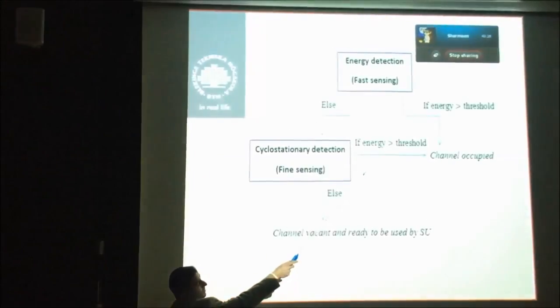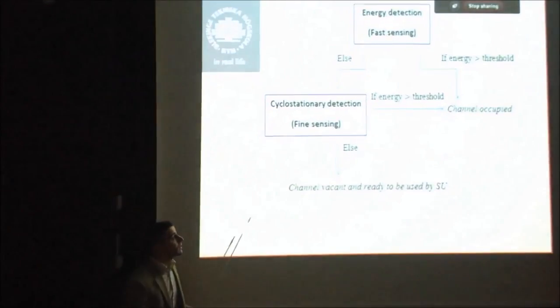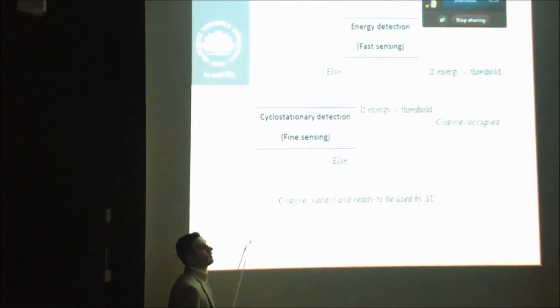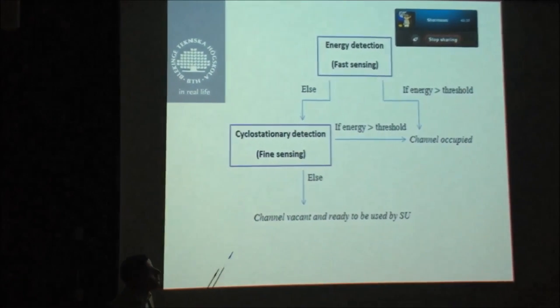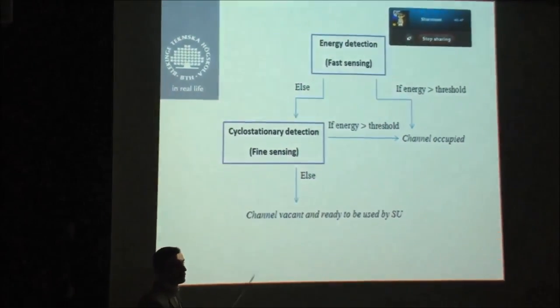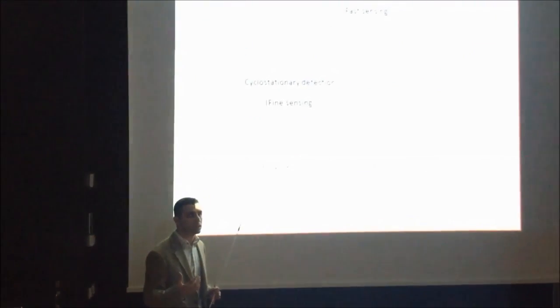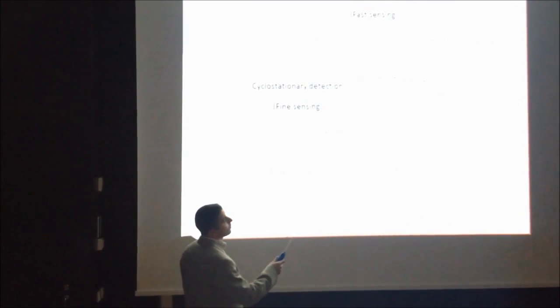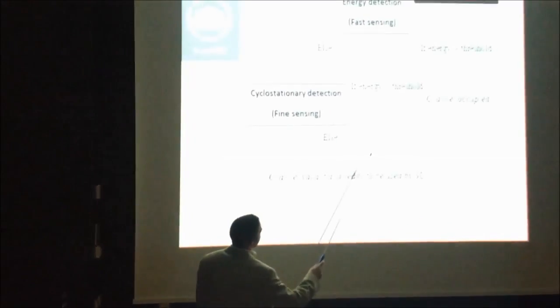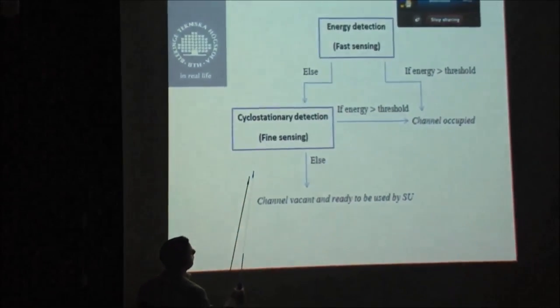But sometimes this energy, as I said, can be a false alarm. It means that if there is some noise, the energy can be greater than the threshold. So that's why in our proposed solution we make many alarms, not only one, because this alarm can be because of the noise, not because of the signal. Otherwise, it will start the fine sensing.